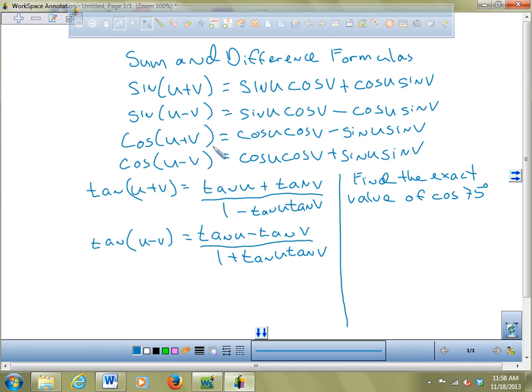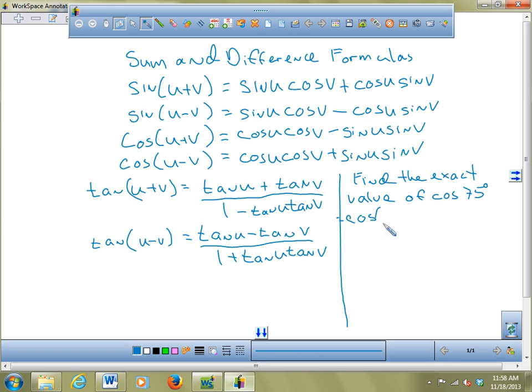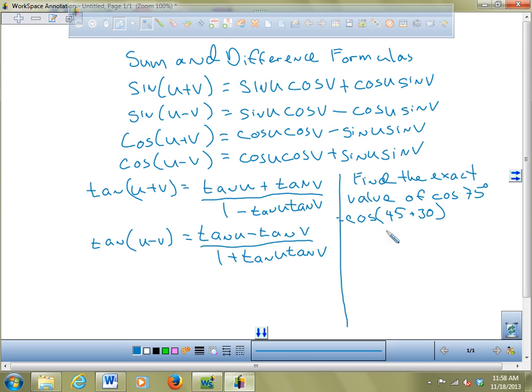But you could do it a number of different ways depending on which formula you want to use. So let's think of it as the cosine of 75. That's equal to the cosine of 45 plus 30. And call this your u, and this your v.